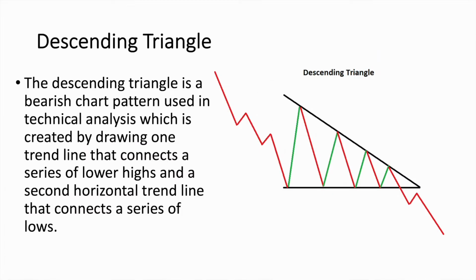The descending triangle. Contrary to the ascending triangle, it is a bearish chart pattern used in technical analysis, which is created by drawing one trend line that connects a series of lower highs and a second horizontal trend line that connects a series of lows. Now look at it. The highs keep getting lower, while the lows keep maintaining the support level. That is why we can have this horizontal what? Support.